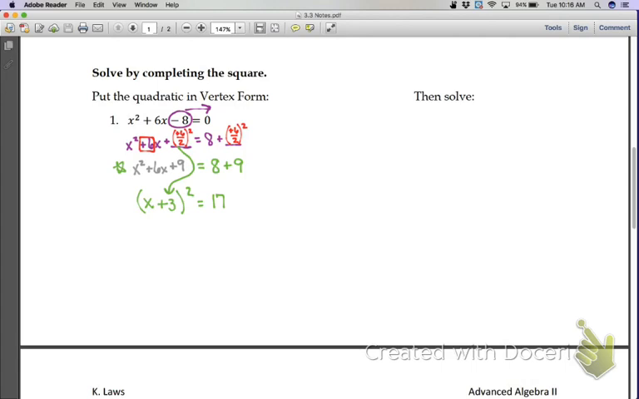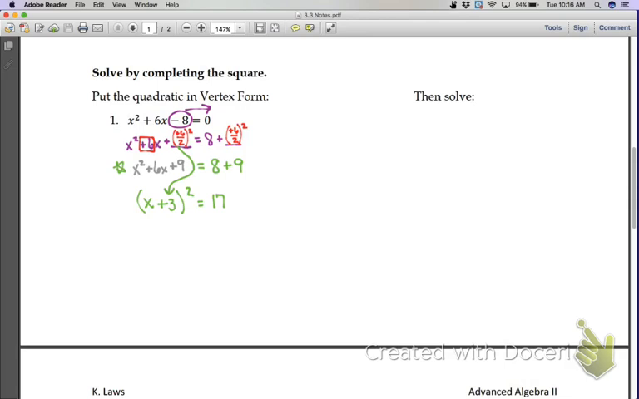Now, we can put this in vertex form, but it's not really going to do you any good because we're just going to move the 17 back over, so we'll get to that later. Have you ever in your life, or at least the last week, solved anything that looks like that? Really? Crazy. Well, you need to do your homework then.